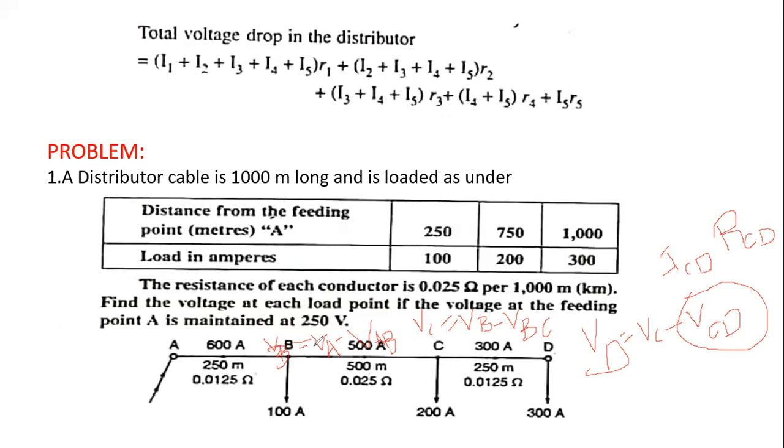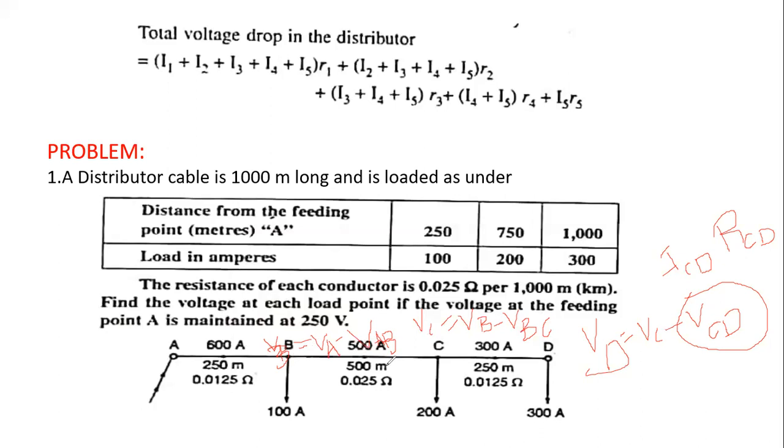Okay, what is the voltage drop at a particular section? That is VAB. The voltage drop at AB section is VAB. The voltage drop at BC section is VBC. The voltage drop at CD section is VCD.